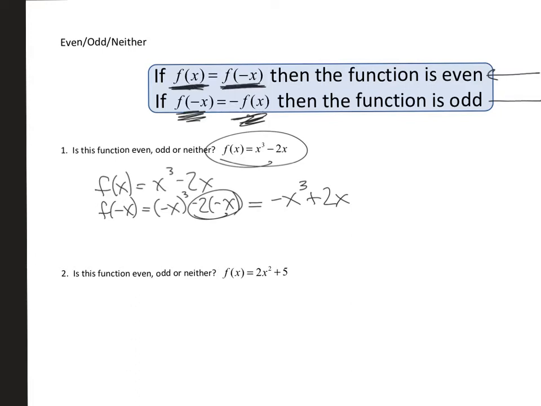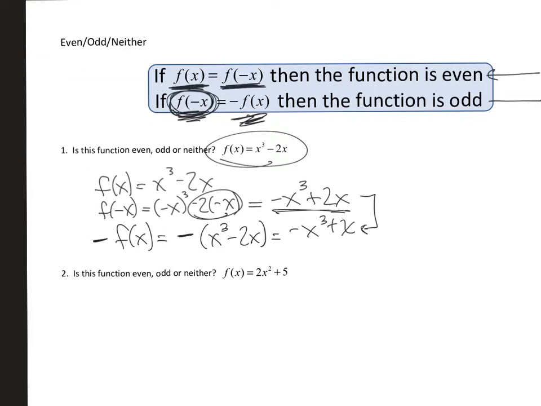Okay, so now let's check and see if maybe it's odd. So for odd, I need to compare this. Again, hopefully you can see what I'm circling. This is f of negative x. Is that equal to the opposite of f of x? The opposite of the original function. So if I distribute, I get negative x cubed plus 2x. Look at that. These two are equal. This function is odd.